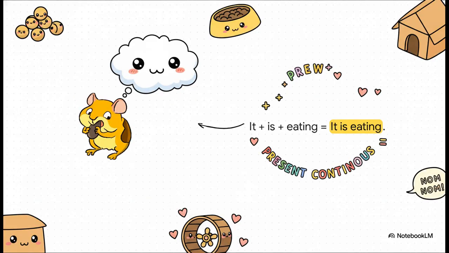And you know what? This recipe isn't just for people. Here, our subject is it. We're talking about the hamster. The rule is exactly the same. It goes with is. The action eat becomes eating. We put it all together, and our sentence is, it is eating.